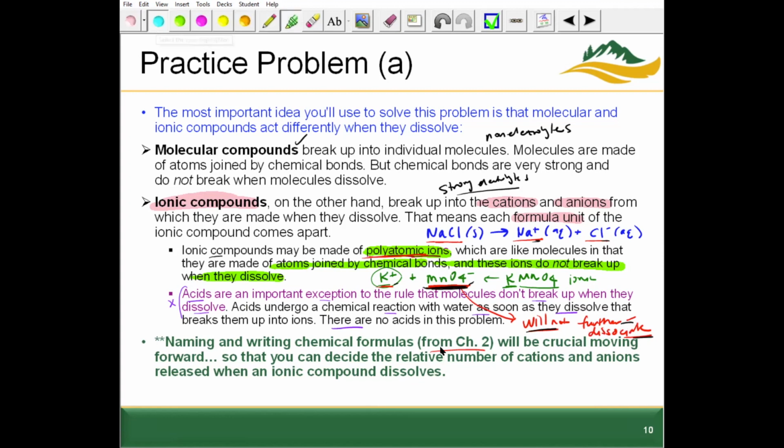Okay, so it is going to be really important that you feel comfortable writing out names from chemical formulas or vice versa from chapter 2 moving forward. Because you will need to recognize whether we have an ionic compound that breaks up into cations and anions, or do we have a molecular compound? Okay, so ionic compounds are a metal and a nonmetal. Molecular compounds are composed only of nonmetals.